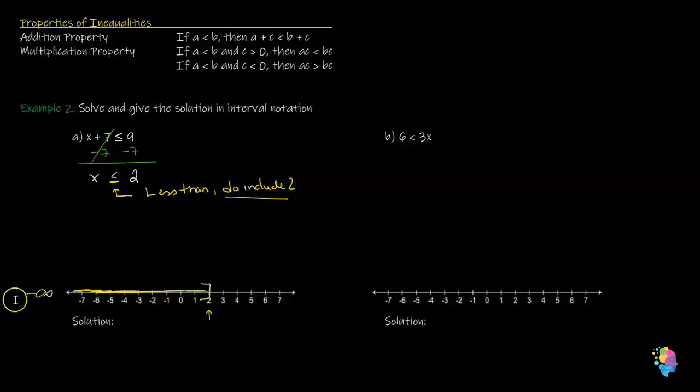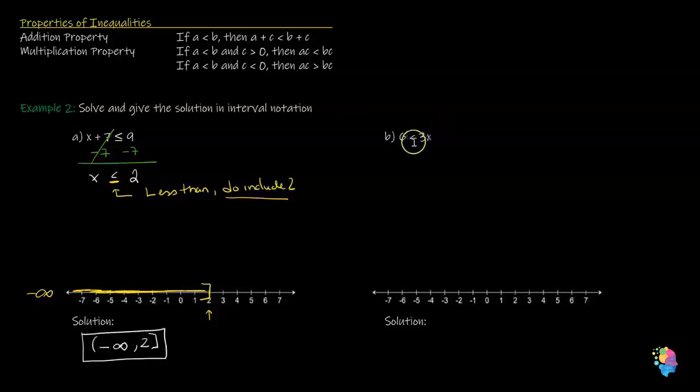When I write my solution, I read the number line from left to right. So I'm going from negative infinity all the way to 2. I am including 2, but infinity always takes a parentheses. And this is my solution.